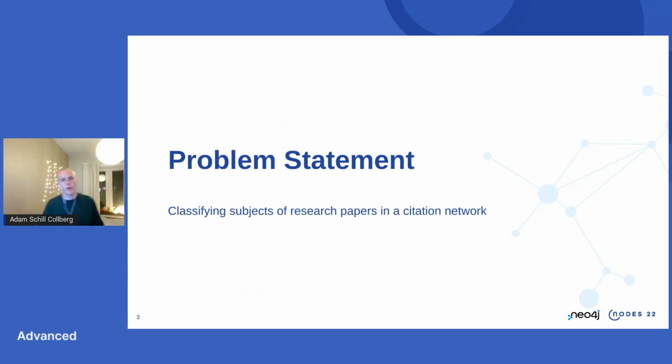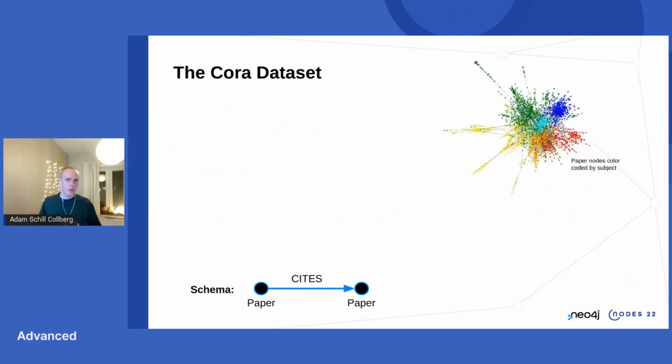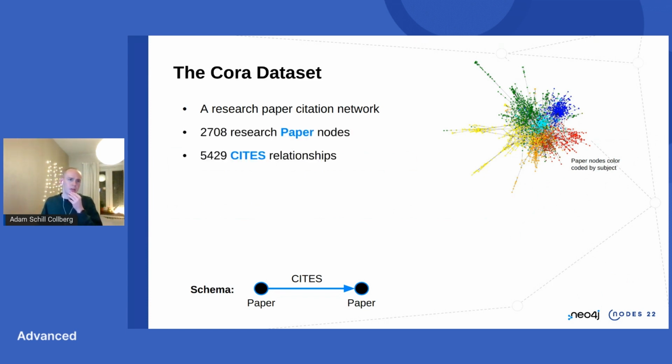Okay, so let's get started. What are we trying to do here? Let's talk about the data set that we're going to look at. What we'll use today is the Cora data set. It is a research paper citation network. So we'll have paper nodes and cites relationships. You can see the plot in 2 dimensions to the right here. There are about 2,700 nodes and 5,400 relationships.